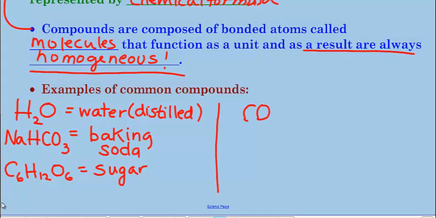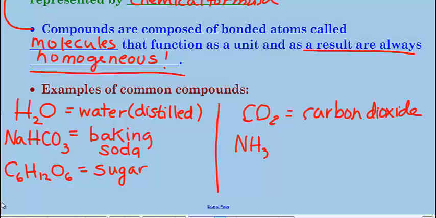Some common compounds that you're exposed to every day. You exhale this compound, carbon dioxide. What else? NH3 might be something that your mother cleans with, or your father. It's ammonia. That's also a compound. Another one that comes up quite frequently is this one, CH4. Most of us use this to heat our homes. That's methane.